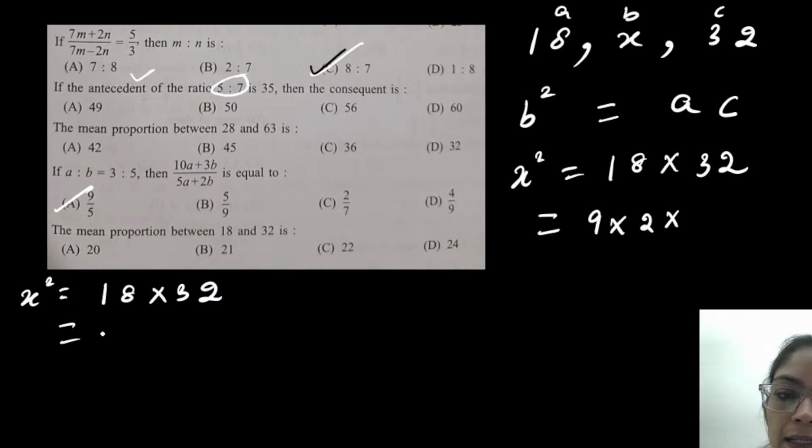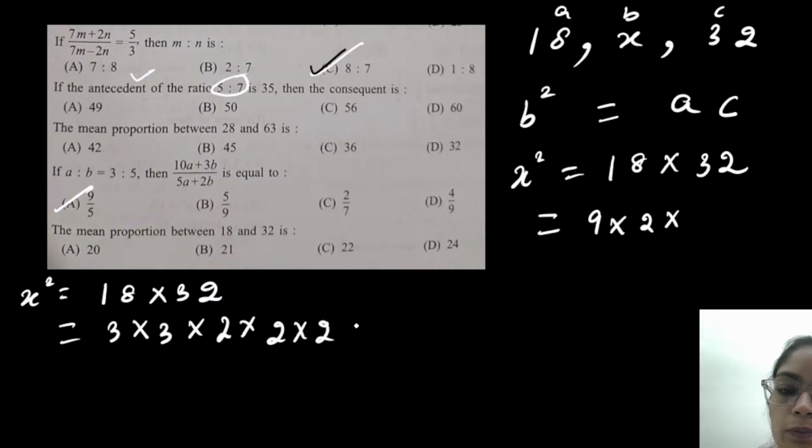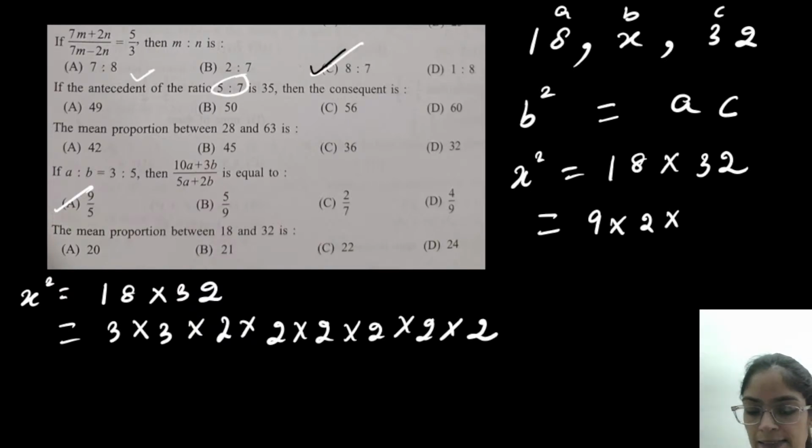18 is 9 into 2. 9 is 3 into 3. So with prime factorization also you can do. So 3 into 3 into 2. And this 32 is 2 into 2 into 2 into 2 into 2. 5 times 2. So these things you can remember also. 5 times 2 if you multiply, this is equals to 32.